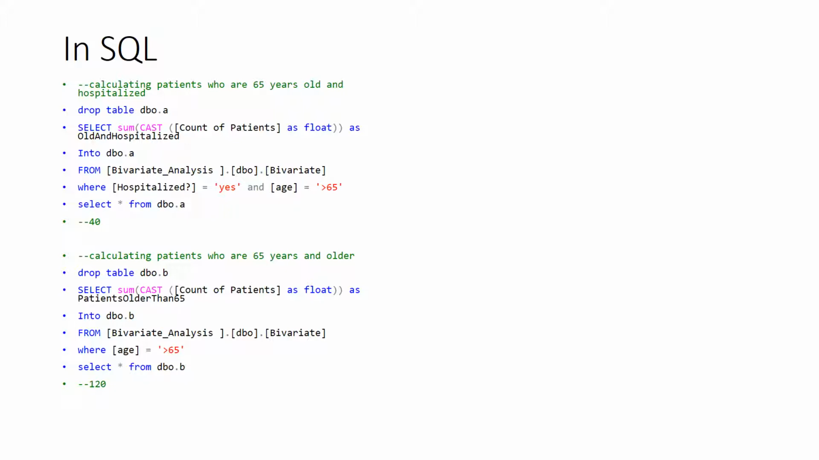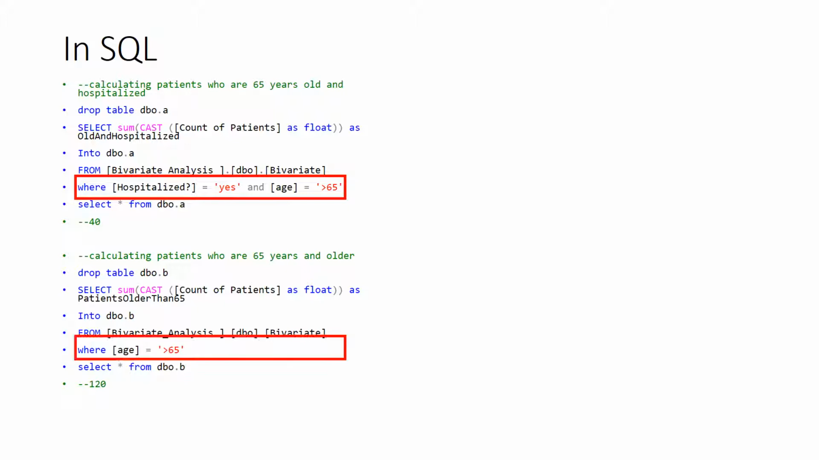So in the first part here, I'm calculating the patients who are 65 years and older and hospitalized. I simply use the function where, and hospitalized was yes, and age it was over 65. And then I inserted all the values from this to a table called A. And for the second part, I calculated the patients who were 65 years and older simply by the where function, above 65. And then I inserted all of these values into the table B.